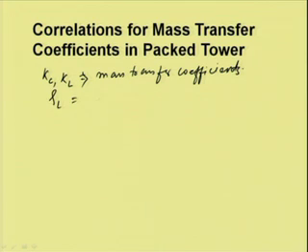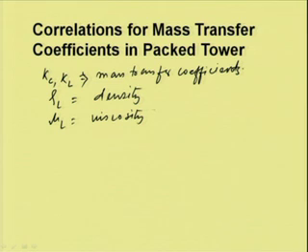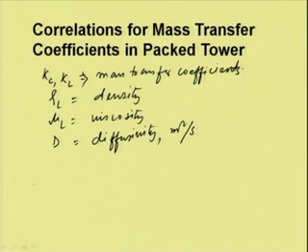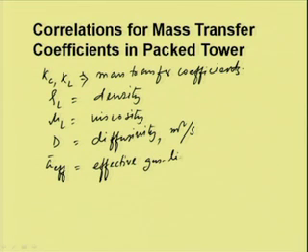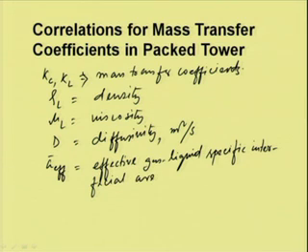rho L is the density, mu L is the viscosity, D is the diffusivity, meter square per second, A effective is the effective gas liquid specific interfacial area of contact, and A is the specific surface area of dry packing.